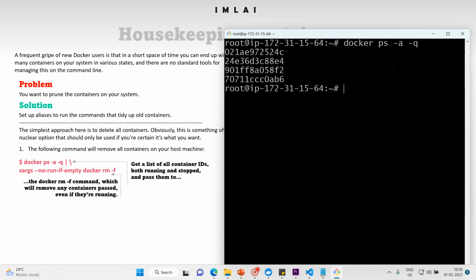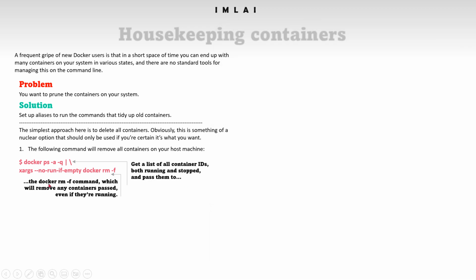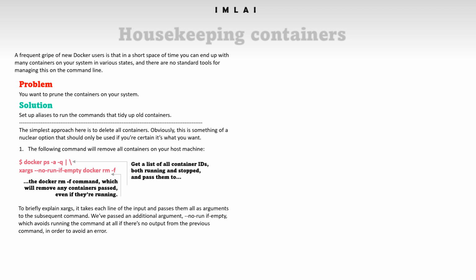So now when you say xargs --no-run-if-empty docker rm -f, the docker rm and option f command will remove any containers passed even if they are running. That's the issue. Okay, so we don't want that. If you want it to be done as a step process, to briefly explain xargs, it takes each line of the input and passes them all as arguments to the subsequent command. We have passed an additional argument, that is option no run if empty, which avoids running the command at all if there is no output from the previous command in order to avoid the error.